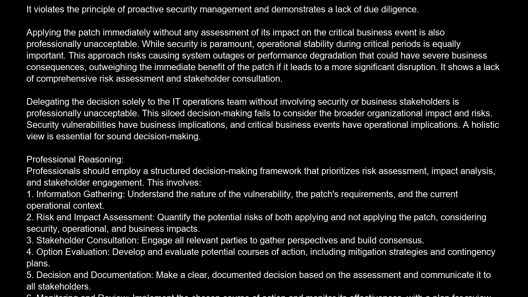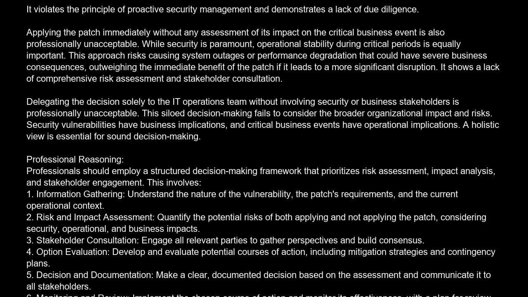Applying the patch immediately without any assessment of its impact on the critical business event is also professionally unacceptable. While security is paramount, operational stability during critical periods is equally important. This approach risks causing system outages or performance degradation that could have severe business consequences, outweighing the immediate benefit of the patch if it leads to a more significant disruption. It shows a lack of comprehensive risk assessment and stakeholder consultation.